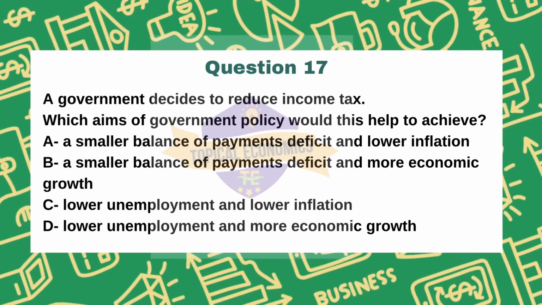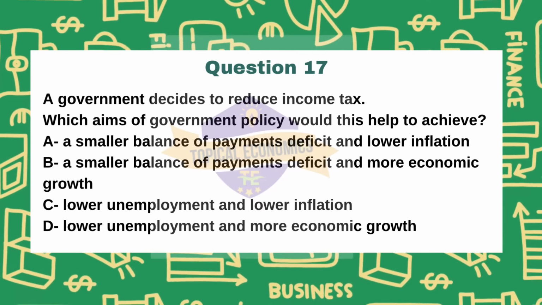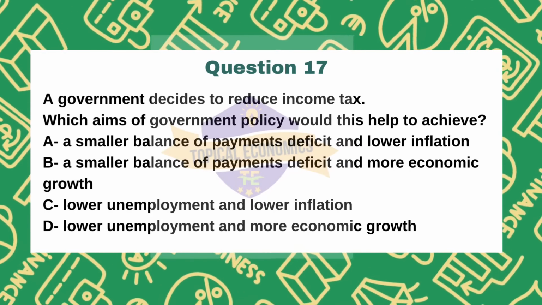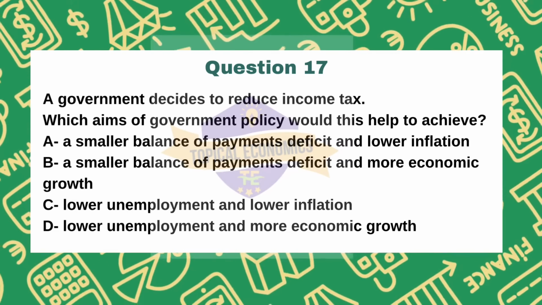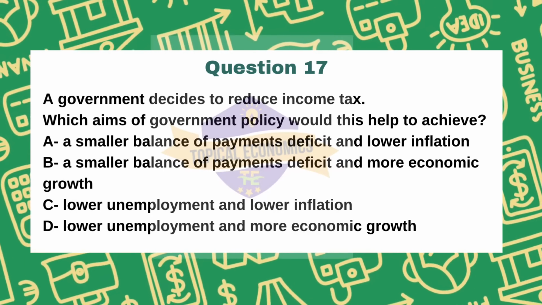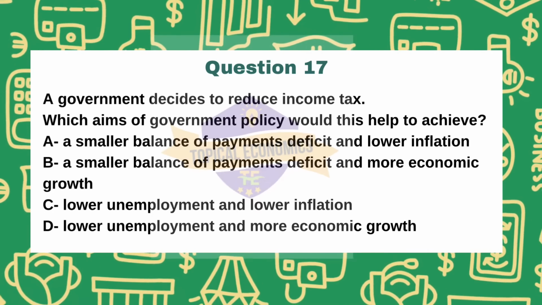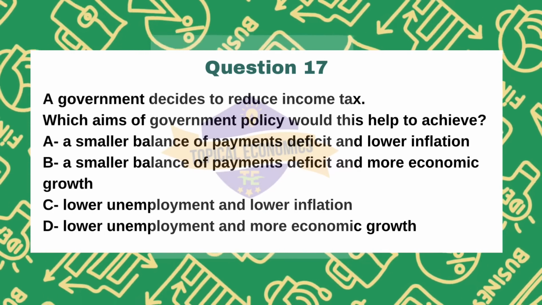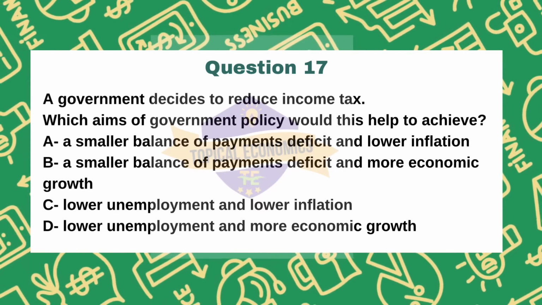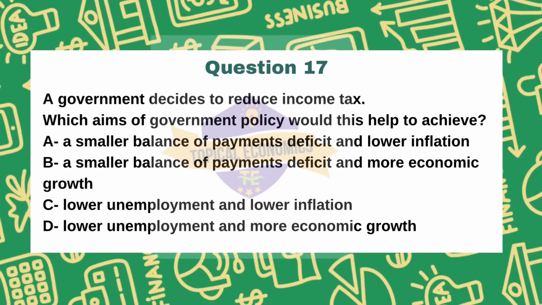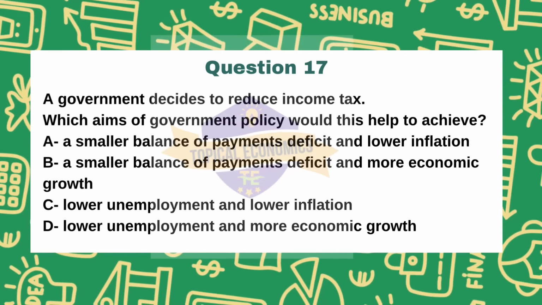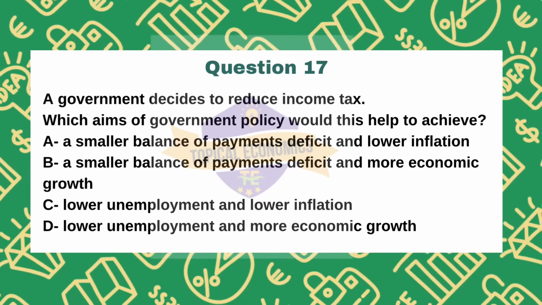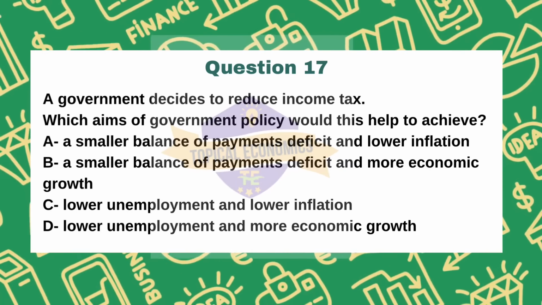To meet this increased demand, businesses may expand production, leading to more job creation and, therefore, lower unemployment. Analyzing the other options. Option A, a smaller balance of payments deficit and lower inflation. Reducing income tax may actually worsen the balance of payments deficit because increased spending can lead to higher imports. Additionally, higher consumption can put upward pressure on prices, potentially increasing inflation, not lowering it.